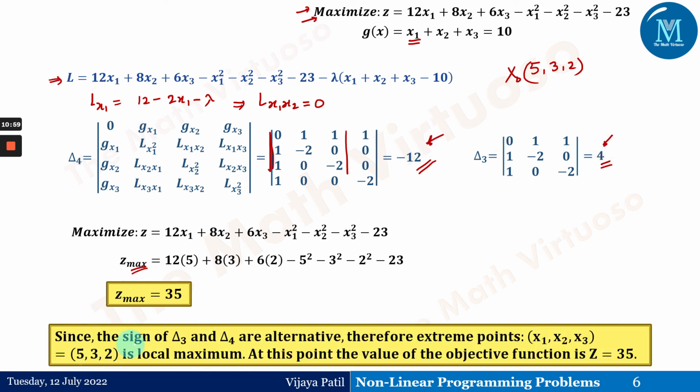Therefore, since the signs of delta 3 and delta 4 are alternating, that is minus and plus, the extreme point x1, x2, x3, that is 5, 3, 2, is a local maximum point. At this point, the value of the objective function z equals 35. And this is what we are looking for, z equals 35. And this is what we have got in the self-observation slide also as the answer. So this is all about the self-observation slide of question number 1.